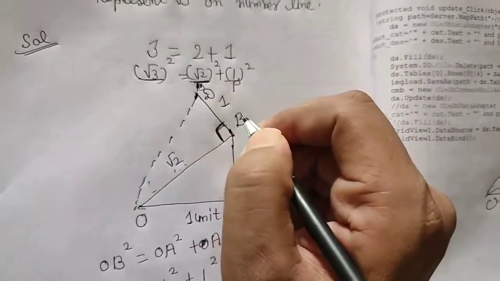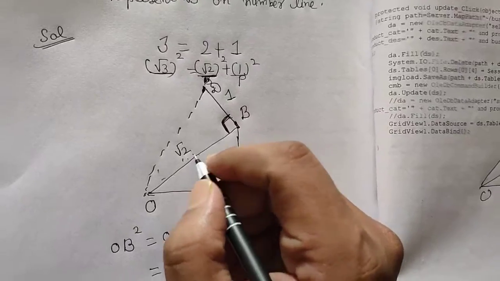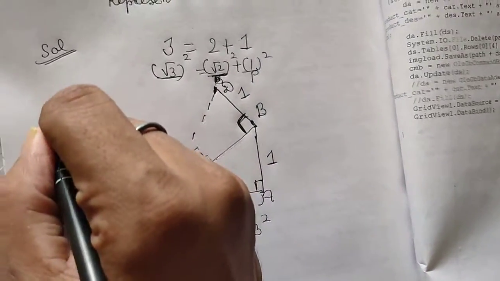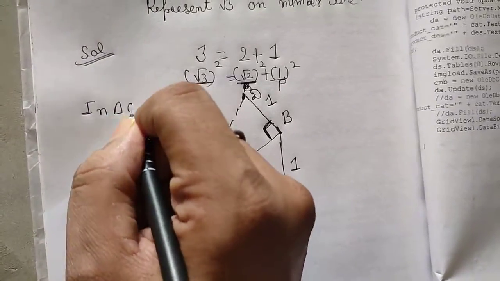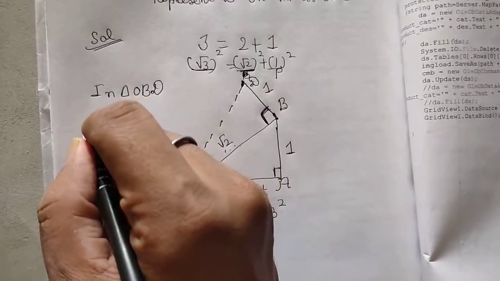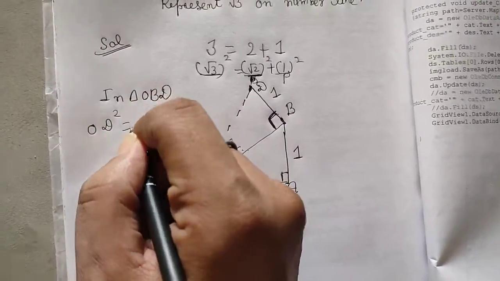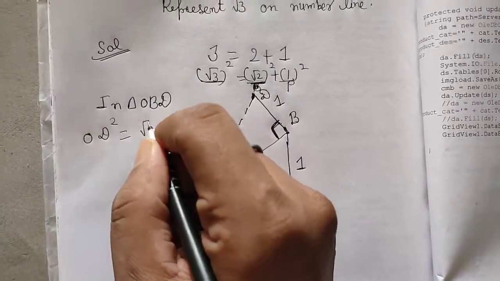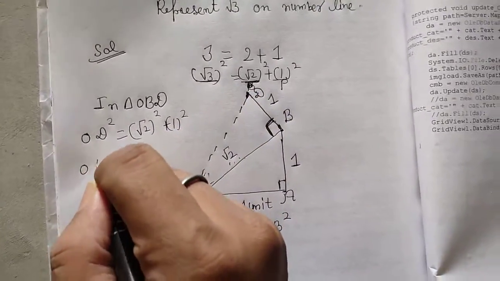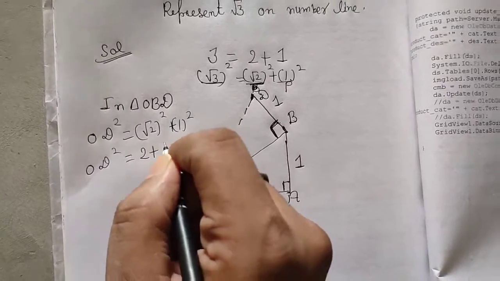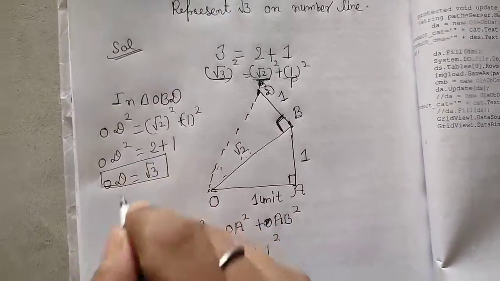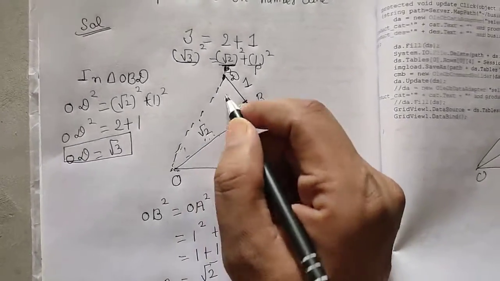So by the Pythagoras theorem, in triangle OBD, OD square is equal to root 2 whole square plus 1 square. This is equal to 2 plus 1, and then if you find out, OD is equal to root 3. This distance is root 3.